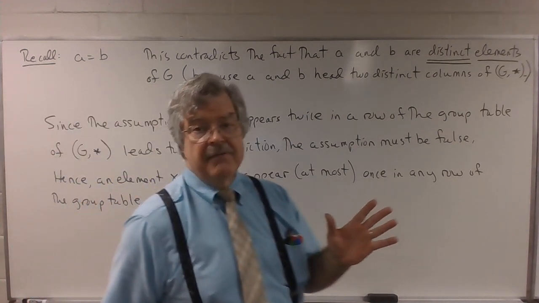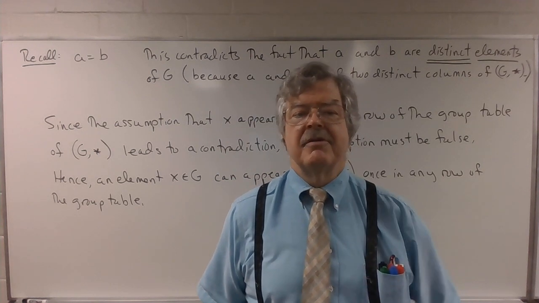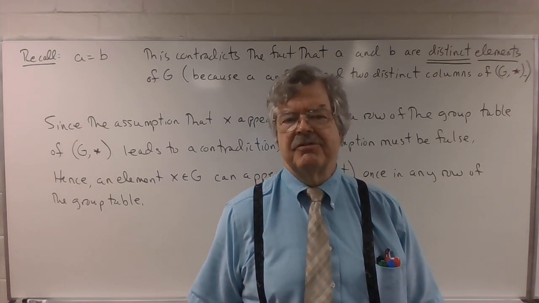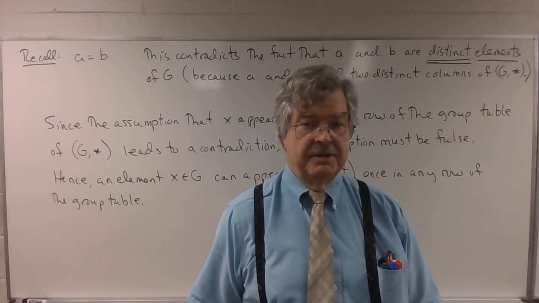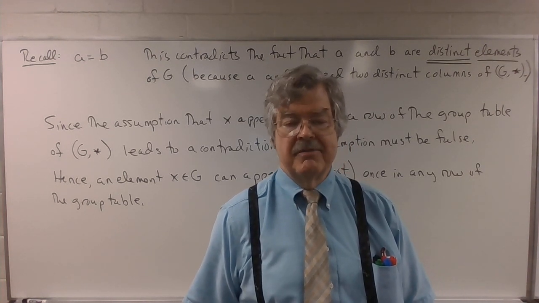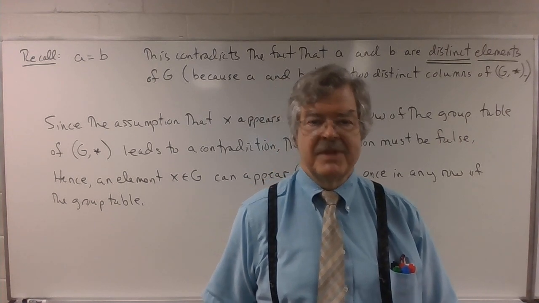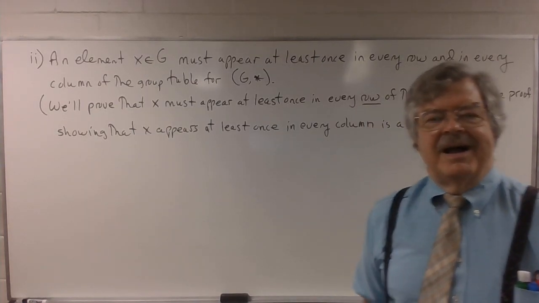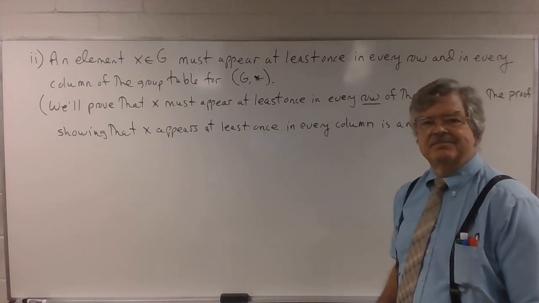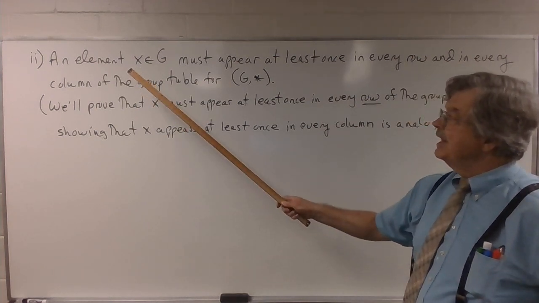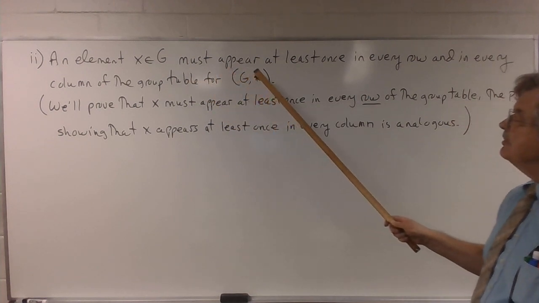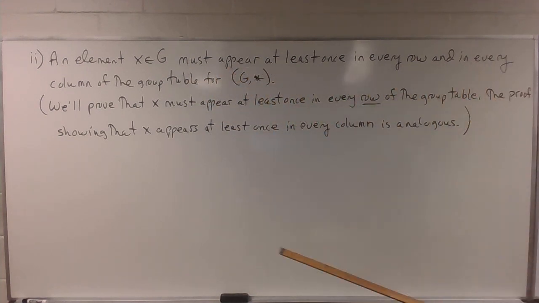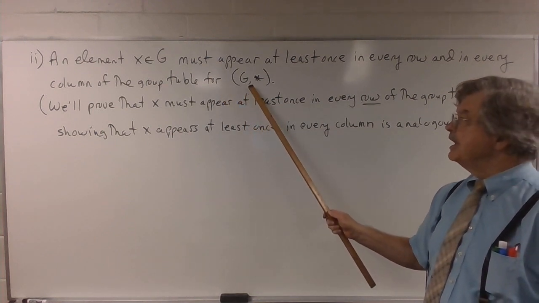Now that's only half of the proof. The other half requires that we show that X must appear at least once in every row and every column of the group table. And we do that next. Here's the rest of the proof. An element X in G must appear at least once in every row and in every column of the group table for G.